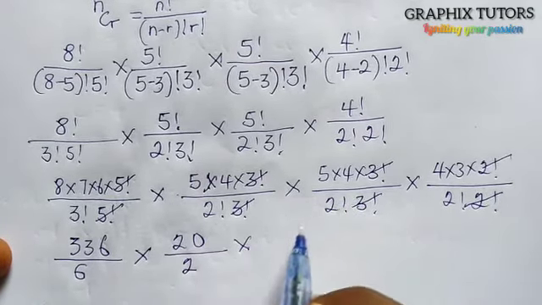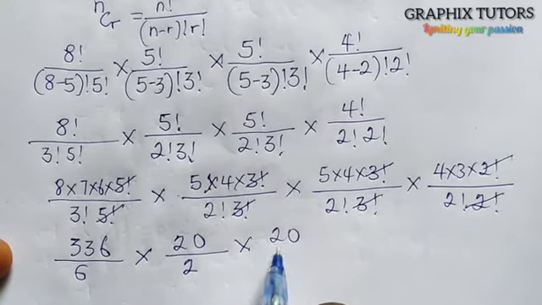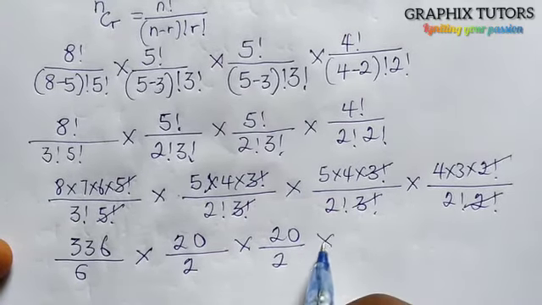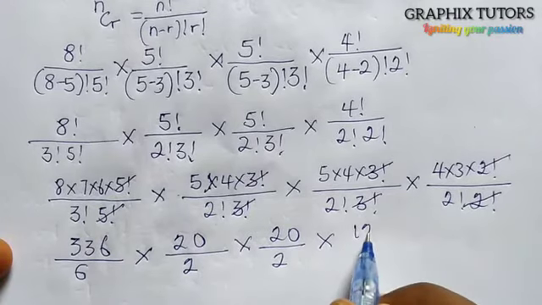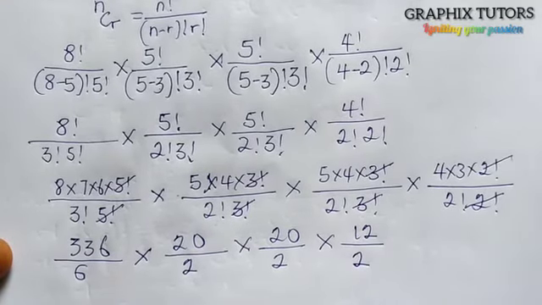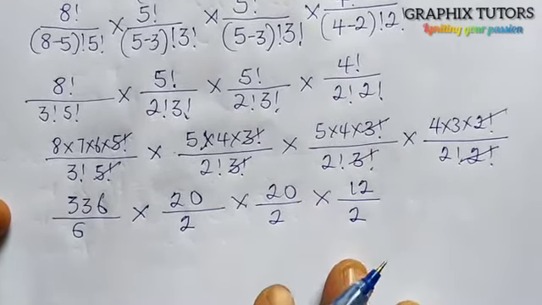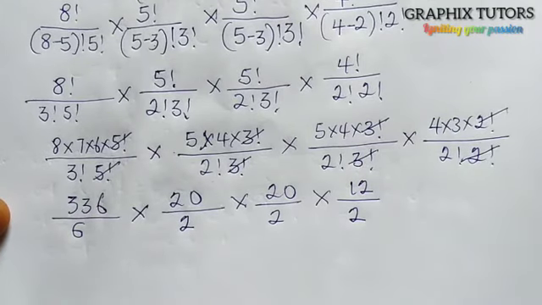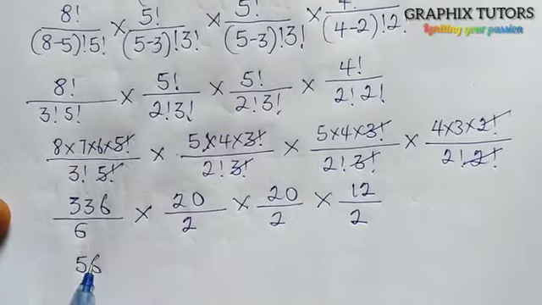Multiplied by 5 times 4, the same thing, we have 20 over what? 2. Multiplied by 4 times 3 is 12, all over what? 2. Right? So we move forward. Now 336 divided by 6, that will give us 56.